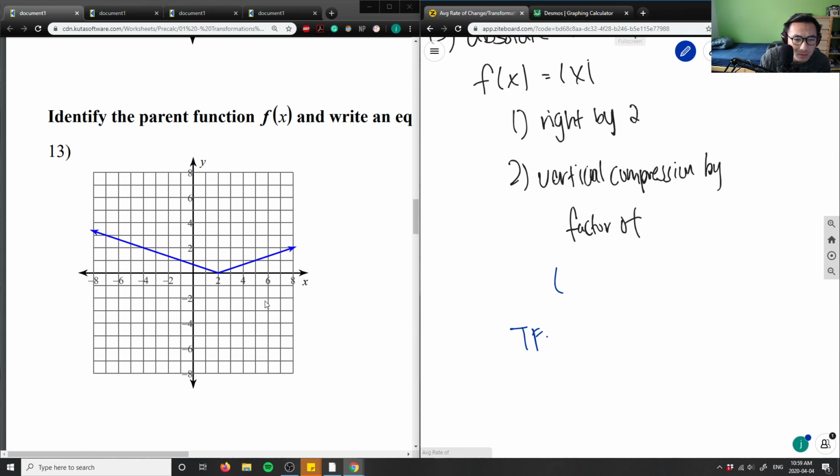It's kind of hard to see here. Let's see, negative 4 and 2 might help. Negative 4 and 2 would be, let's see. This is a bit hard to see, actually. I know it's a vertical compression, but I just can't find the factor in this case. This graph doesn't really tell me a lot.